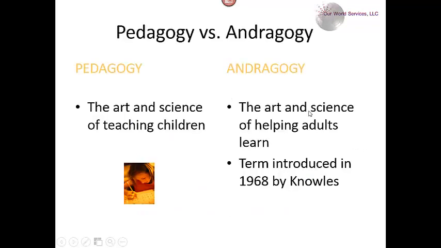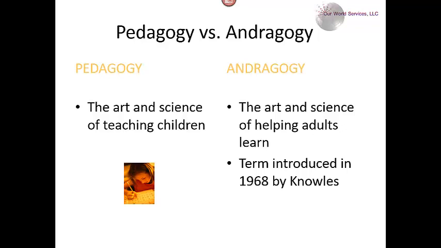Now, we've all heard the word pedagogy. It's been part of our training at Porter and Chester and possibly YTI for years. Pedagogy is actually the art and science of teaching children. Andragogy is a newer science. Well, newer to us, not newer to education in general. It's the art and science of helping adults learn. Now, there's a key difference in words here: teaching and helping.